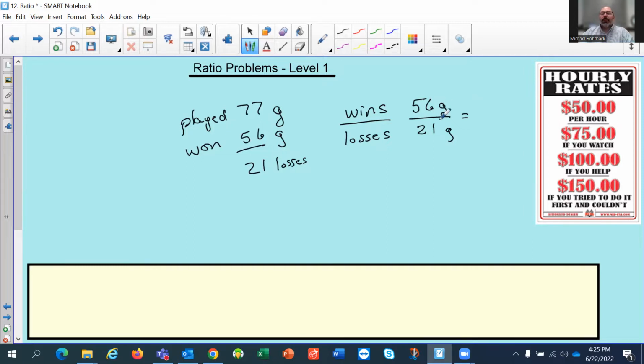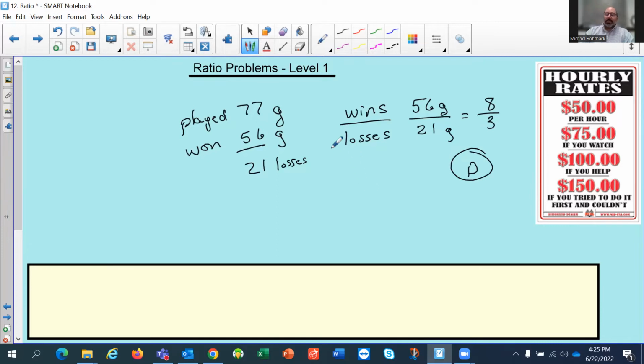But the number that divides into both of these is 7. 7 times 8 is 56. So 56 divided by 7 is 8. 21 divided by 7 is 3. So you're looking for a win to loss ratio of 8 to 3. 8 to 3 is letter D.